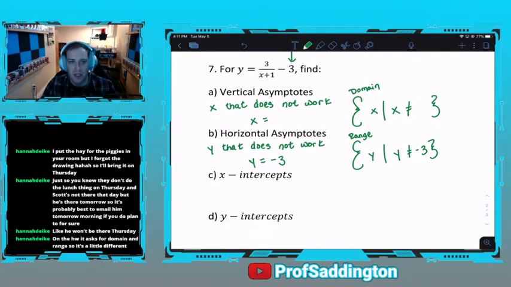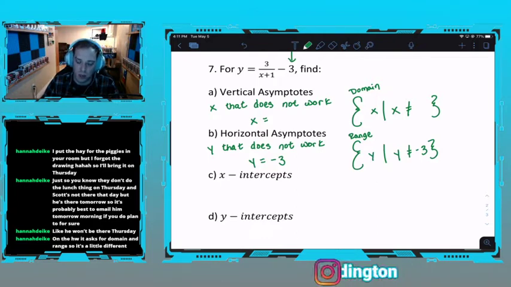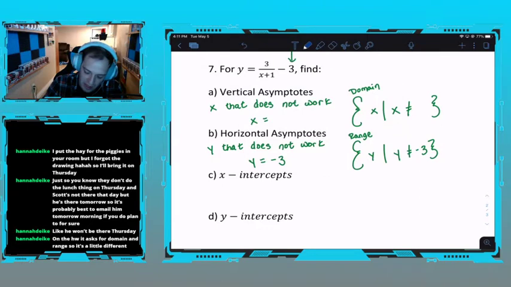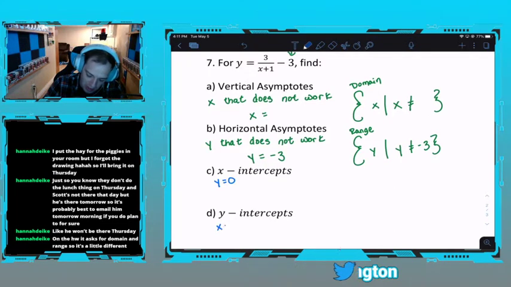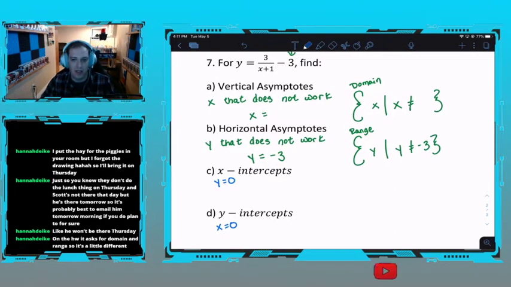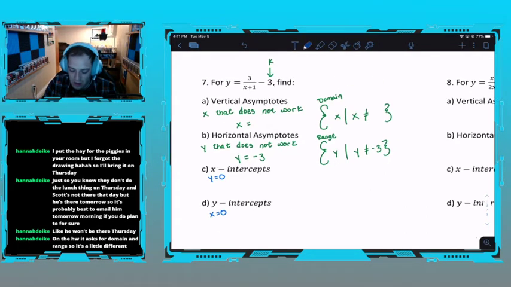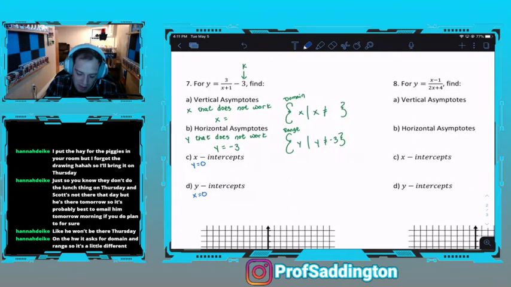As far as C and D goes, x-intercept and y-intercept, that's something we've been doing since Algebra 1. If it's x-intercept, you're just telling me where y is equal to 0. So you just have to plug 0 into the function. And when you do part D, it is where x is equal to 0. And you just have to plug it into the function and solve. So that's everything you guys have to do for number 7.